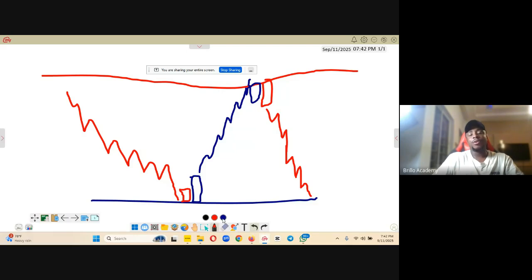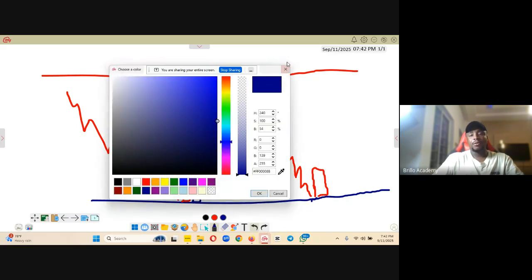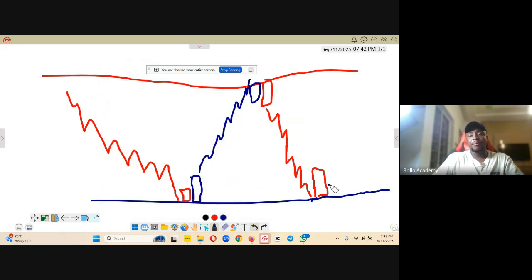Now we have another one known as inside bar, right? This time the bearish candle will be the biggest one, engulfing the one inside. So this is what an inside bar looks like. This is the last bearish candle. Then we now have an inside bar like this.